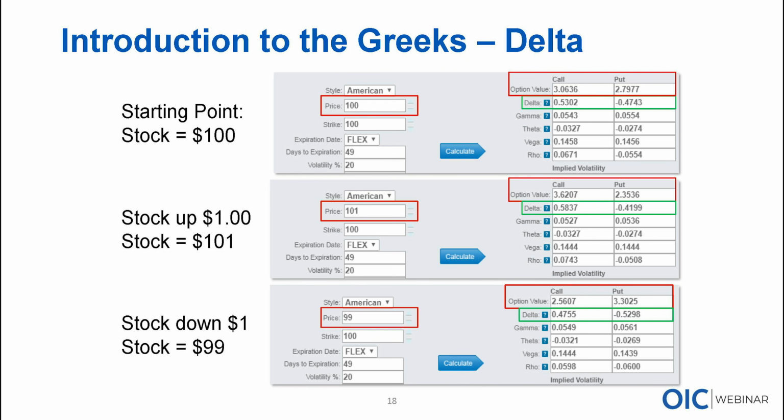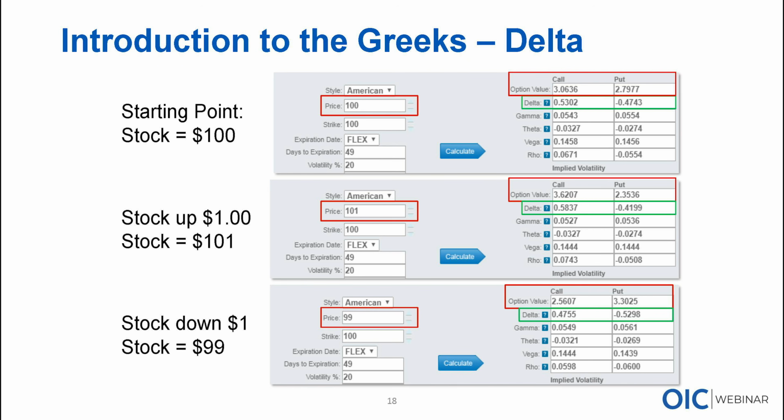You can also see that the delta itself changed. 53 delta when the stock is trading at 100, 58 delta now that the stock is trading at 101. That's going to be the effect of gamma. Gamma is the change in delta based on the change in the stock price. And then as the stock goes down, say to $99, our call value now drops to $2.56. Our put value now increases to $3.30, and again, the delta changes accordingly.